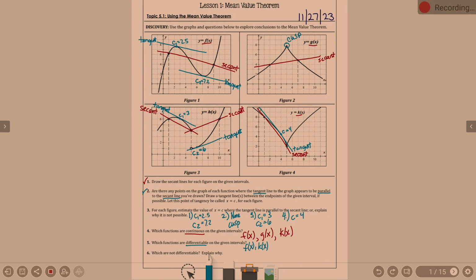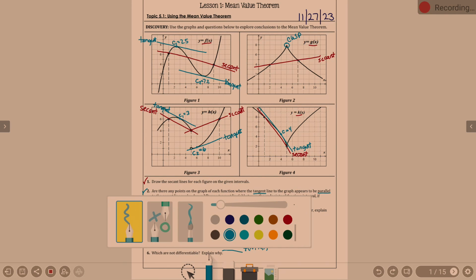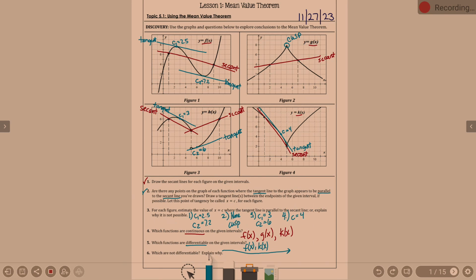Which are not differentiable? Well, that's obvious at this point, right? Explain why. Cusp will be here. I'm putting mine over here because I didn't blow up this screen. So g of x has a cusp at x equals 5.